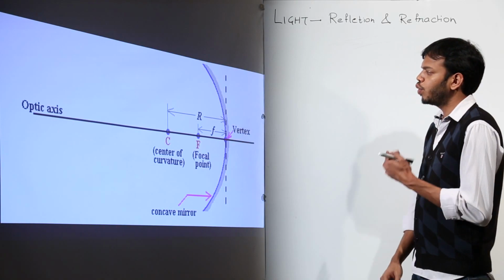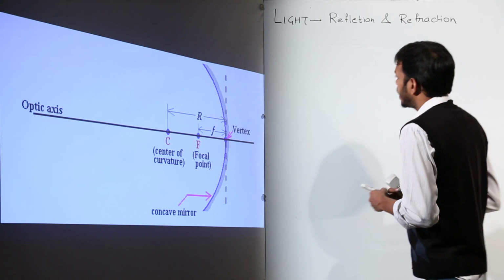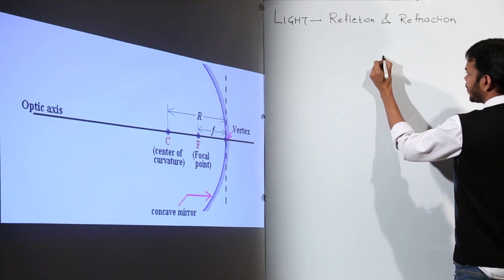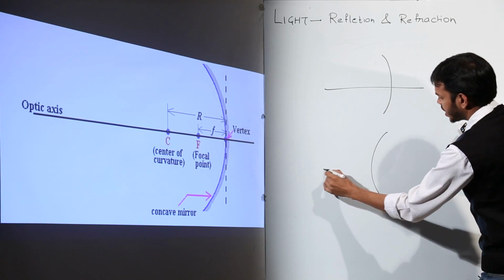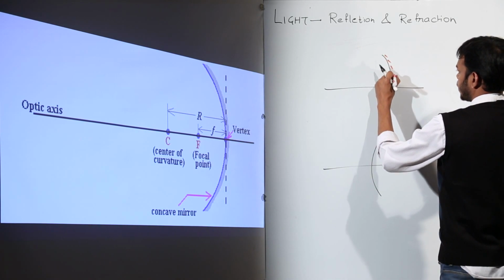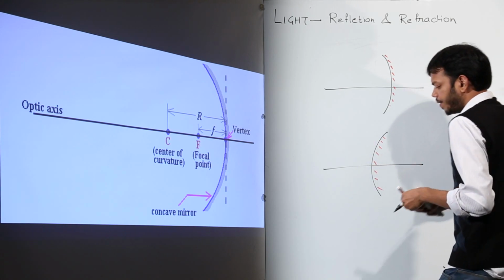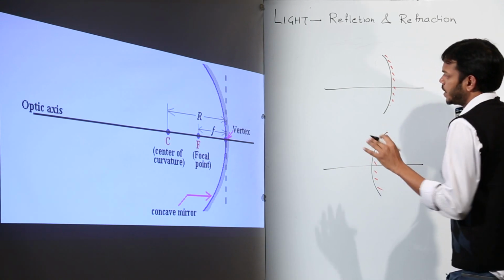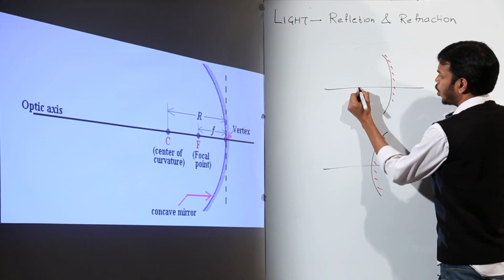Now, when you have known all these important points, let's talk about making ray diagrams. To make a ray diagram in case of either a concave mirror or a convex mirror, you will have to consider three very important rays. First of all, before talking about the rays, let me mark all those important points.